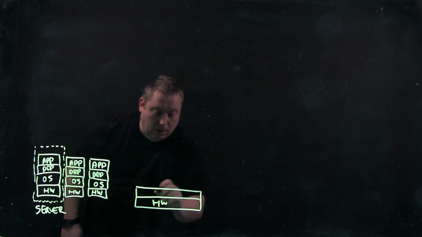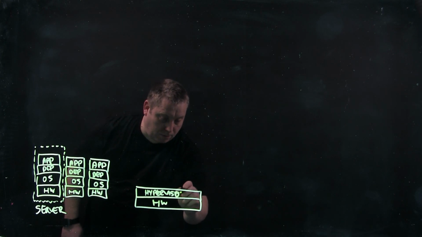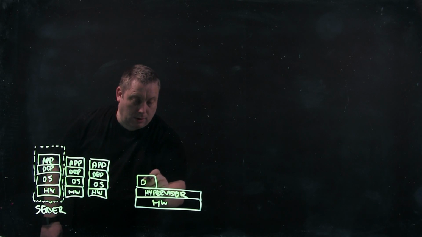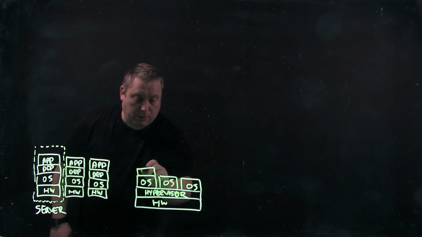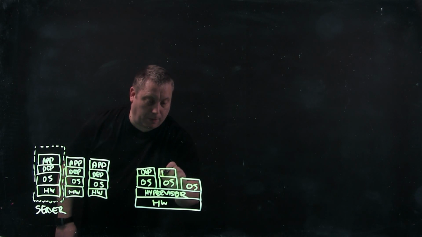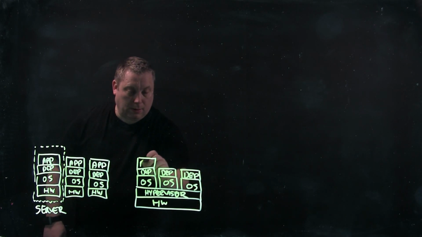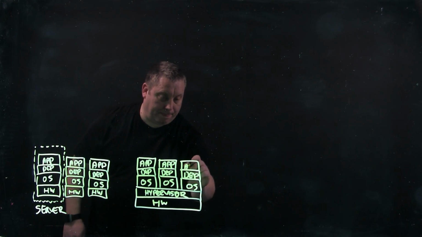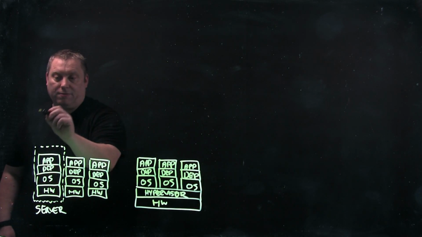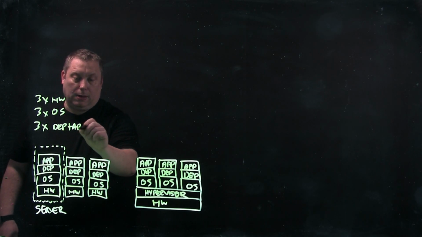When we now move on to things like virtual machines, we would still have a piece of hardware, but on top of that, we would stick a hypervisor, which would allow us to install multiple operating systems with multiple dependencies and then on top multiple apps. So here we have three times hardware, three times operating system, and three times dependency and app.